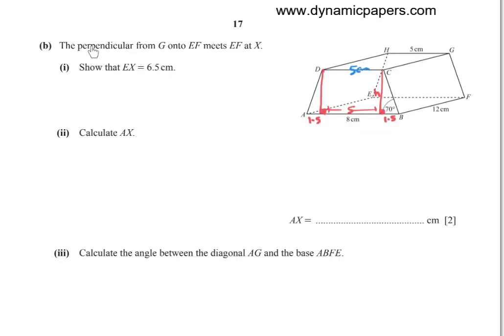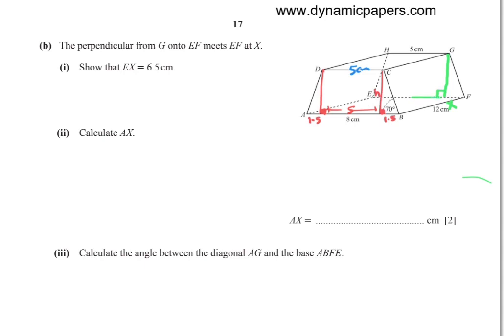B, the perpendicular from G into EF meets EF at X. So drop perpendicular from G to EF. So this is X. Show that EX equals 6.5.